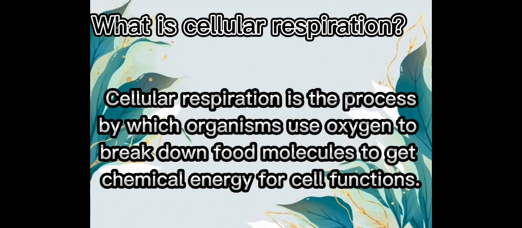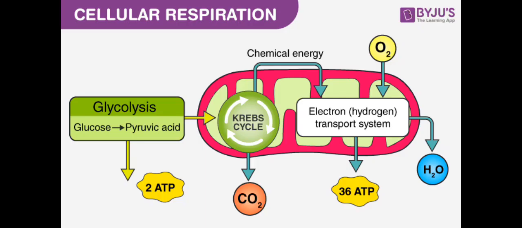What is cellular respiration? Cellular respiration is the process by which organisms use oxygen to break down food molecules to get chemical energy for cell functions. Cellular respiration takes place in the cells of animals, plants and fungi, and also in algae and other protists.